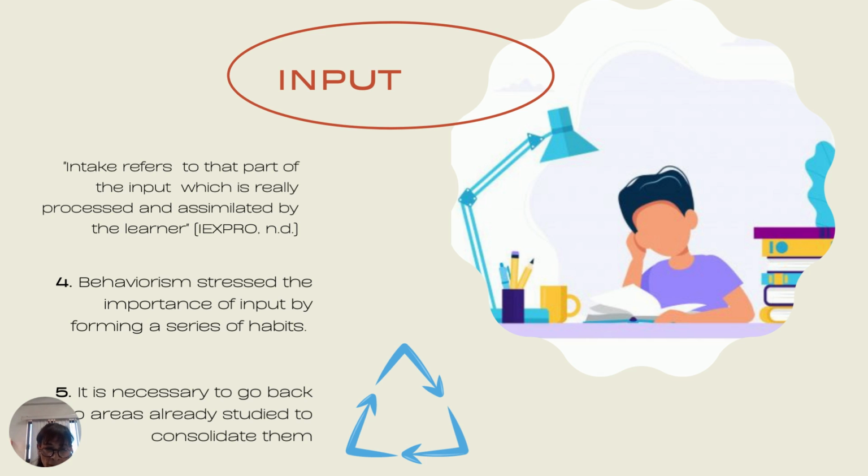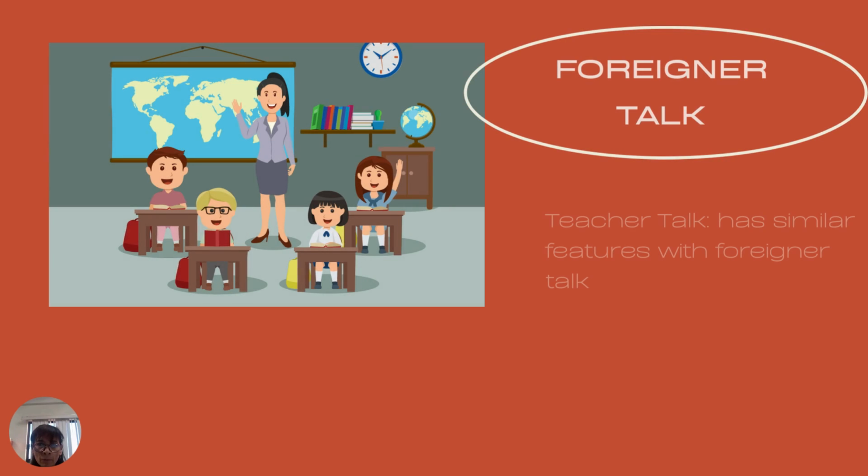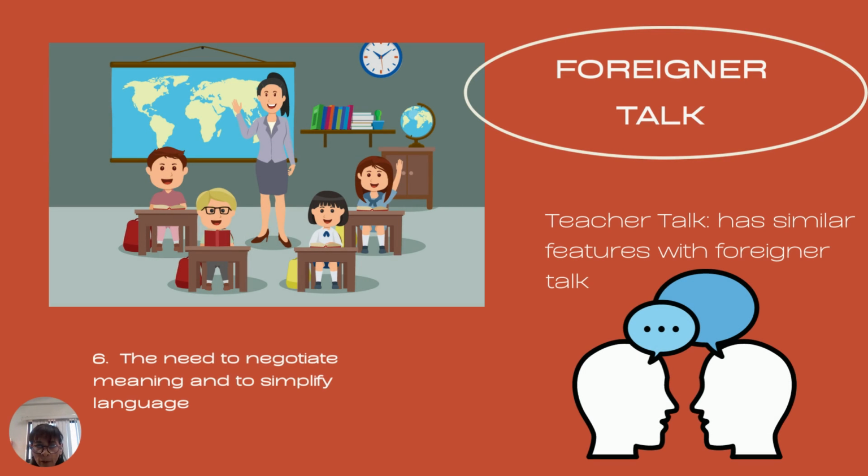Number five, it is necessary to go back to areas which have already been studied to consolidate them. Relate new information to things they already know by making short stories with the topics that were taught in class. They may also practice by filling in the gaps in sentences. Foreigner talk. Teacher talk has similar features with parent talk.